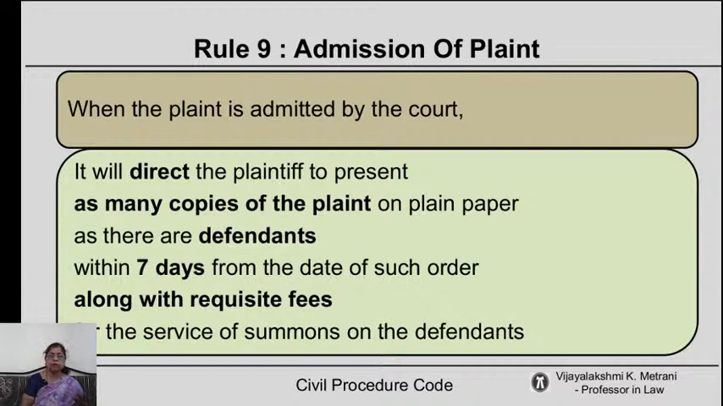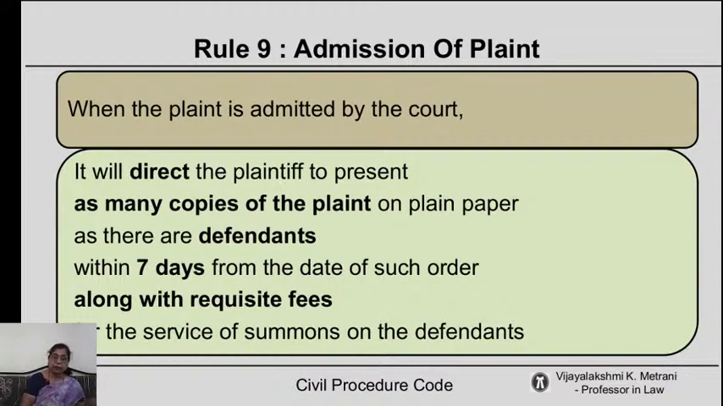The normal procedure is that at the time of filing, we file as many copies of the plaint as there are defendants before the court. Why do we say plain paper? Because there is a prescribed paper for the plaint. There are prescribed green sheets, and according to the rules of civil practice, the requirement of the sheets and the paragraphs and everything is stated.